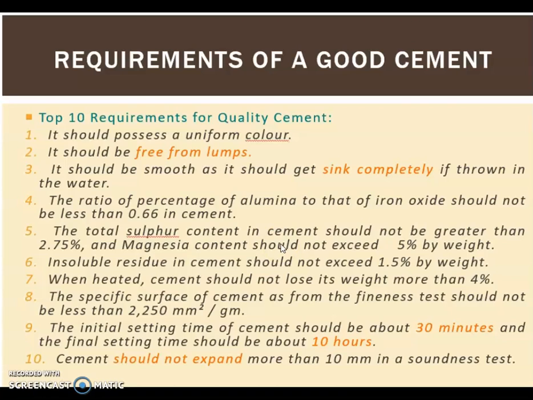Okay? The specific surface of cement from the fineness test should not be less than 2250 millimeter square per gram. What does the specific surface indicate? It just indicates how powdery, how fine the cement is. The finer, the better it is. That's why they say it should not be less than. It can be more than. You can still make it more powdery, but it should not be less than. So it's basically limiting the fineness. It is giving you the maximum permissible granular texture that the cement can possess.